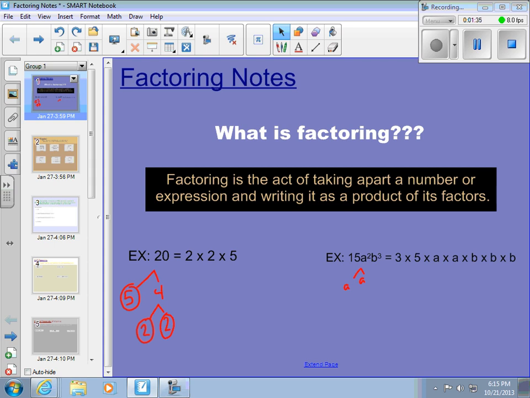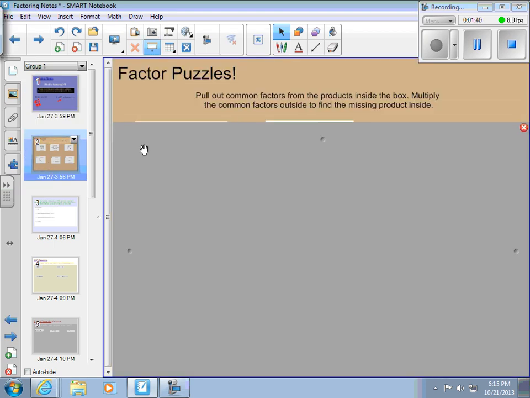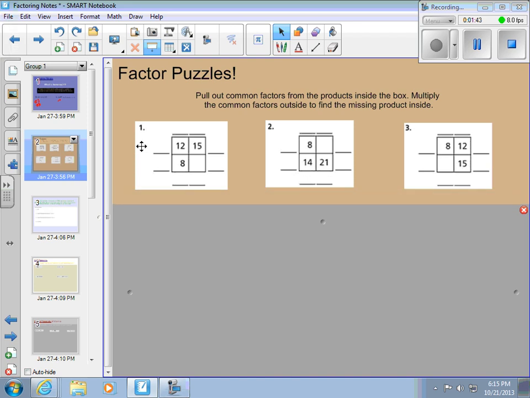Now to get us all in this factoring frame of mind, we're going to try some what are called factor puzzles, trying to break apart and find the smaller things involved. So here you're looking for what's the common factor in each row and column. Looking at number 1, let's take this first column right here. What is the biggest common factor that 12 and 8 have between them? Well, 2 is a number that goes into both of those numbers, but even bigger is the number 4. 4 goes into both 8 and 12.